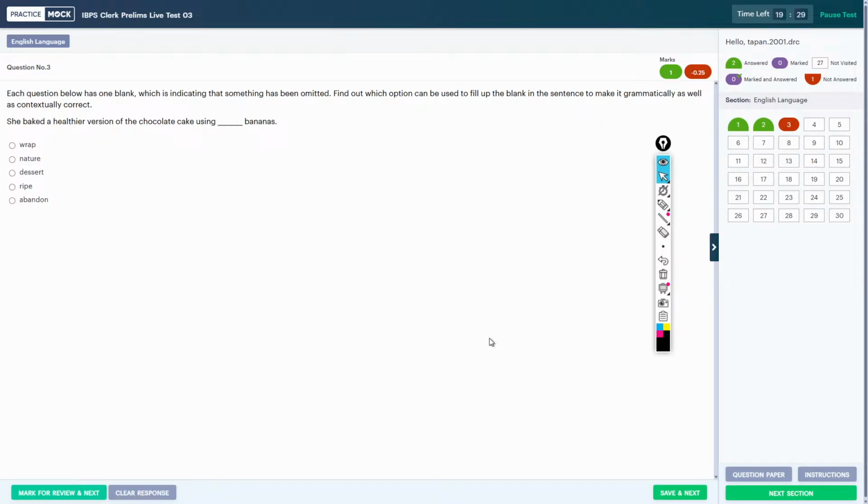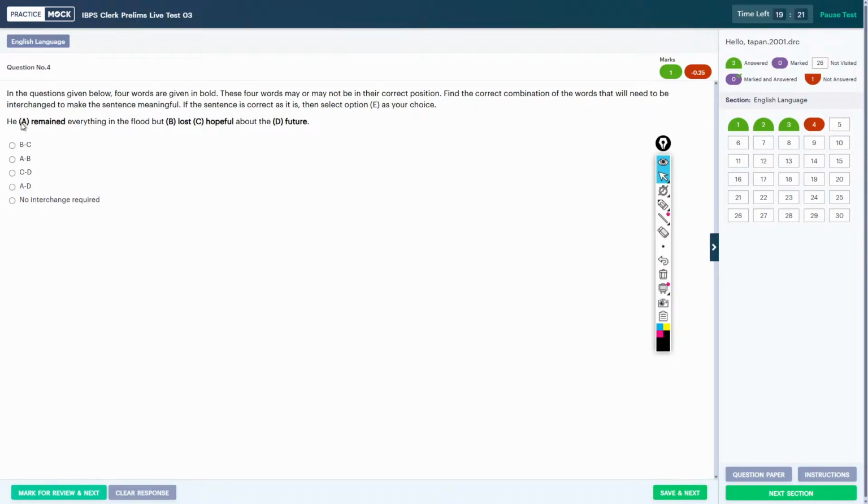She baked a healthier version of the chocolate cake using ripe bananas. He lost everything in the flood. So BA, but remained hopeful about the future.